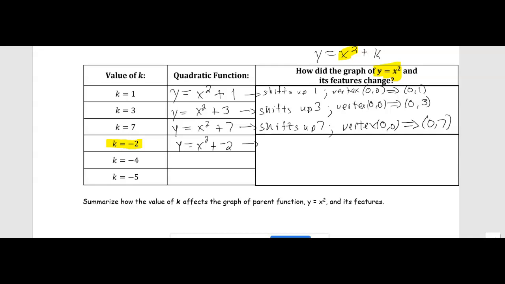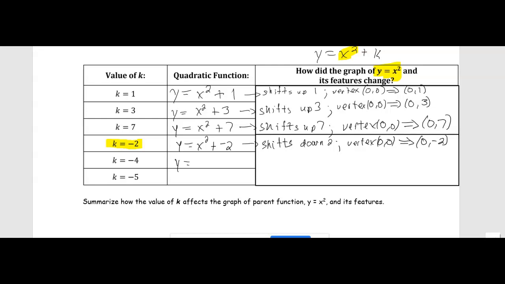All right, Vicky, don't let me down, Vicky. What'd you write down? Good. So now if it's a negative k, that's going to shift us down, and in this case 2. So that vertex that was originally at 0, 0 is now going to be 0, negative 2.